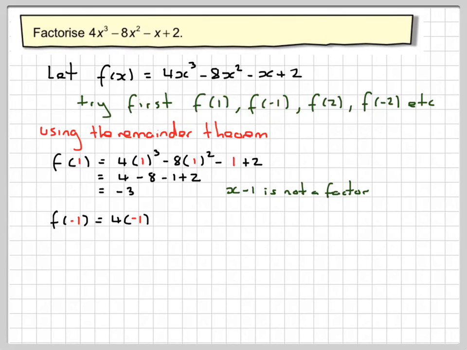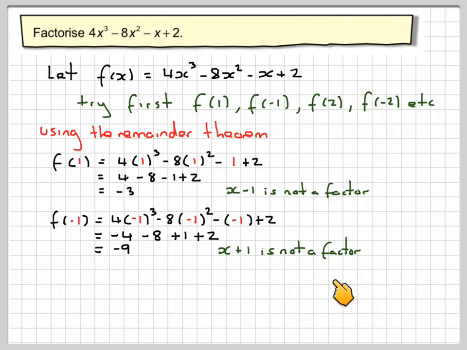Let's now try f of minus 1. So we get 4 times minus 1 cubed minus 8 times minus 1 squared minus minus 1 plus 2. So that's going to give me minus 4 minus 8 plus 1 plus 2. So you need to be very careful with the negative signs in this bit. So minus 4 minus 8 gives you minus 12, plus 1 gives me minus 11, plus 2 gives me minus 9. So therefore x plus 1 is not a factor. We're trying to get the remainder to be 0.